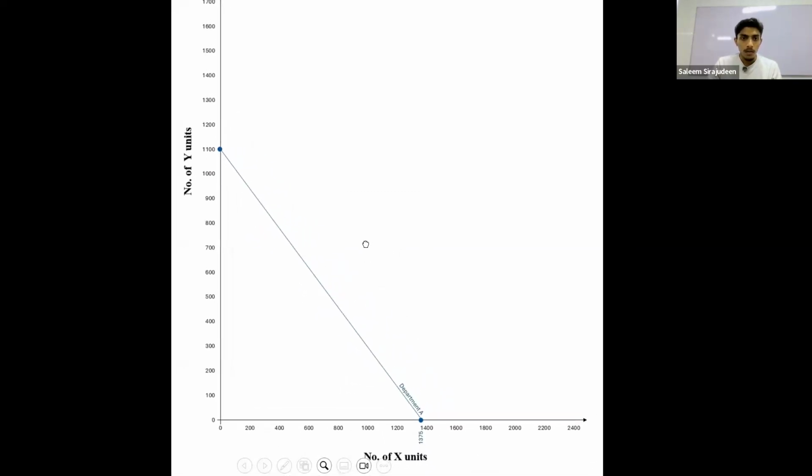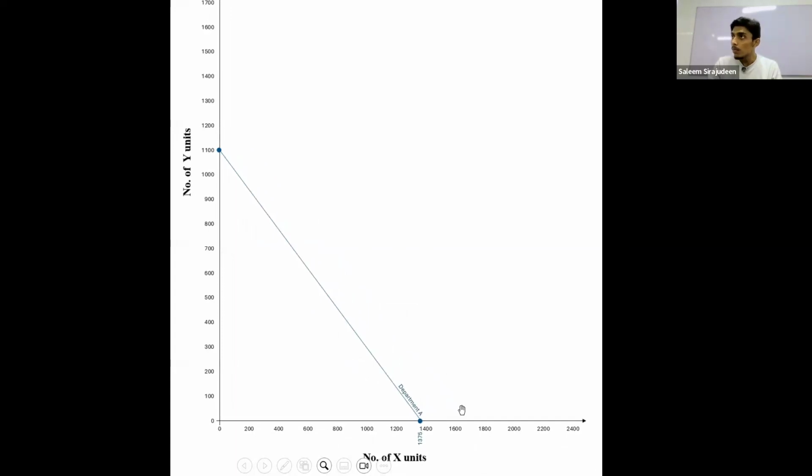Okay. So this is your department A, right? Now you have to draw the department B. Tell me, for department B, if you are producing only X, how many units will you produce? 2250. So somewhere around here you have to place the coordinate, right?